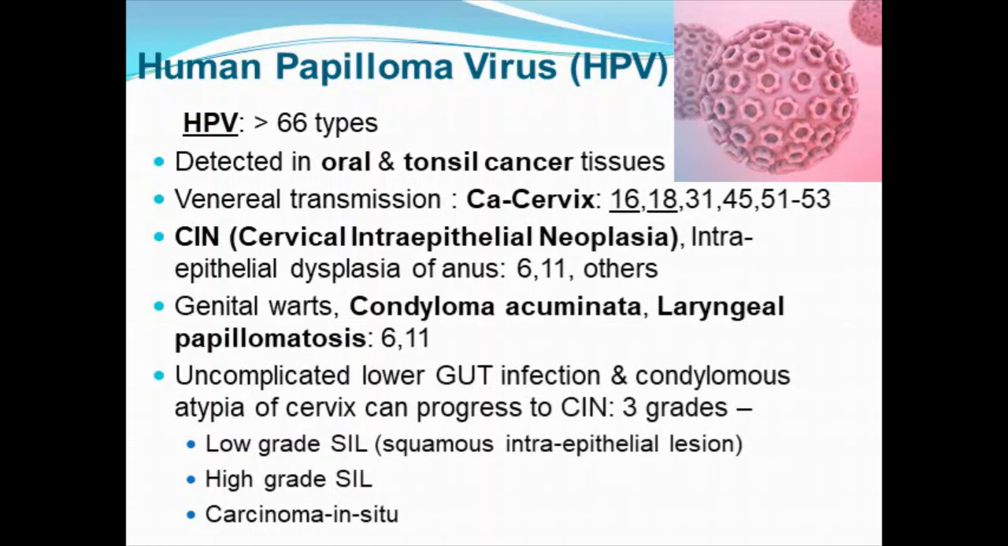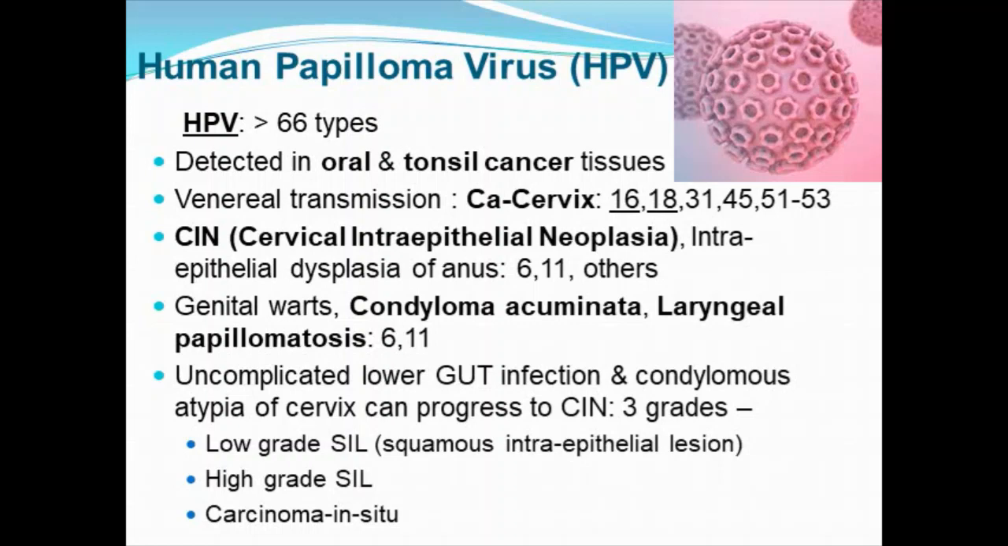CA cervix is associated mainly with human papilloma virus 16 and 18. Others are 31, 45, 51, 52 and 53. These may also cause carcinoma of cervix. It may also cause CIN, that is cervical intraepithelial neoplasia, and intraepithelial dysplasia of the anus, particularly HPV 6, 11 and some other types are involved in this.